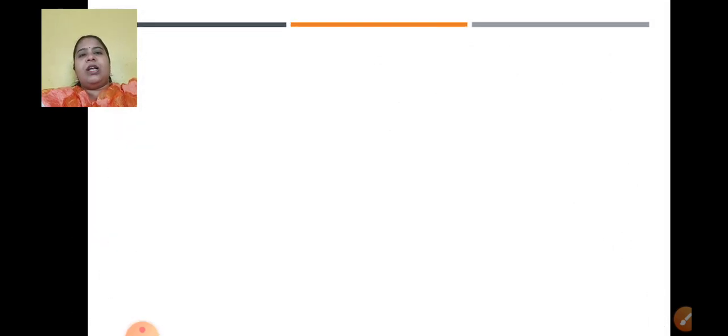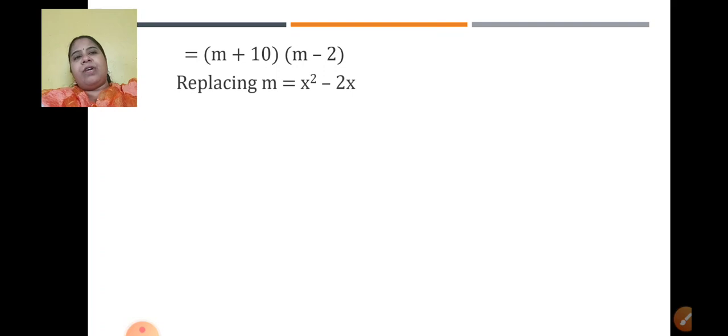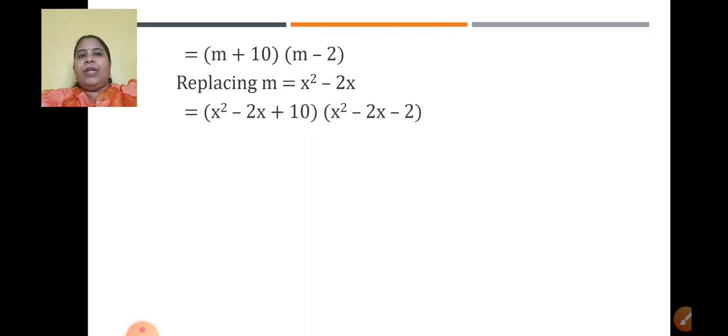After this, what is the last step? We need to resubstitute the values or replace the values. So in the place of m, I will be writing x square minus 2x plus 10. Correct? Second bracket, x square minus 2x minus 2. This is what will be done.